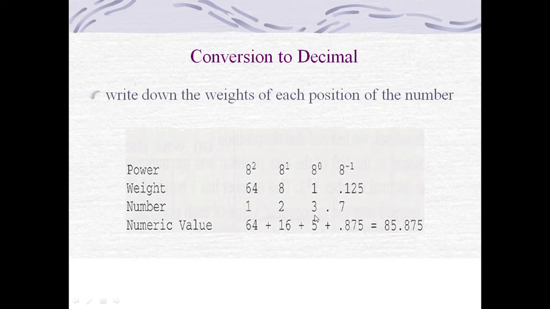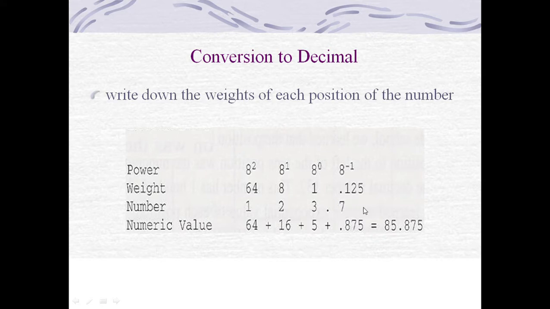For example, this number is in the base 8 system, 123.7. So just write the weights, the powers of the base 8 for these number of digits. We have a decimal point here, and we have just one digit on the right hand side of the decimal point. So just write 8 raised to minus 1. Then for the left hand side, 8 raised to power 0, 8 raised to power 1, 8 raised to power 2. So these three weights are for the digits on the left hand side of the decimal point, and this weight is for the digit on the right hand side of the decimal point.